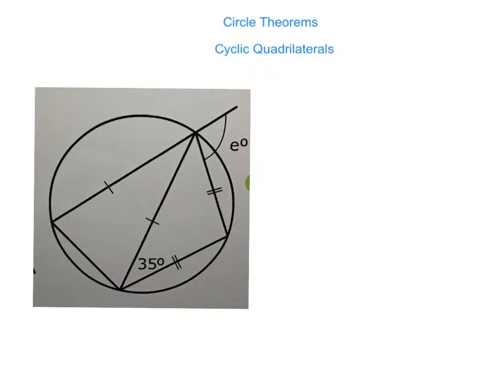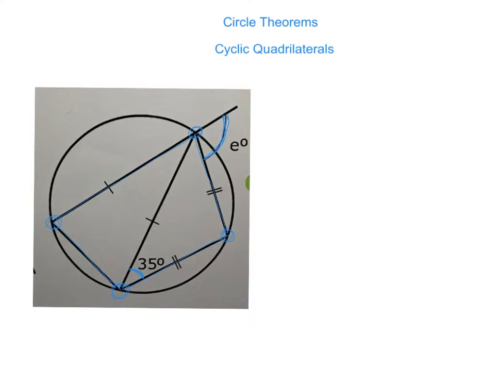Here we have a cyclic quadrilateral. A cyclic quadrilateral is one where all of the vertices touch the circumference of a circle. Here you can see we've got all our vertices touching the circumference of a circle. Now we've got a problem: we have this angle, which is 35 degrees, and our job is to work out what this angle is.